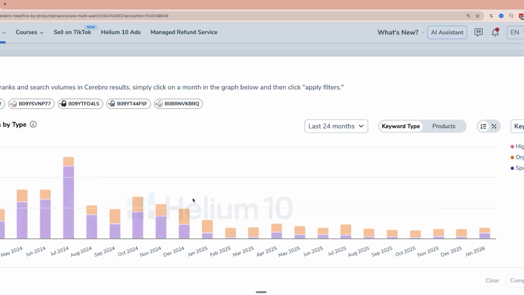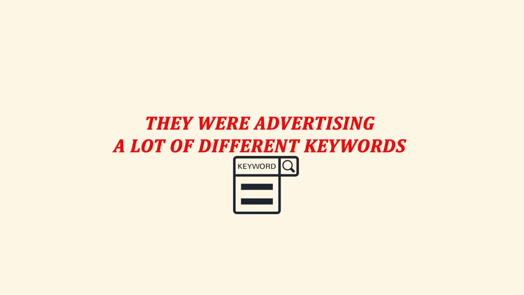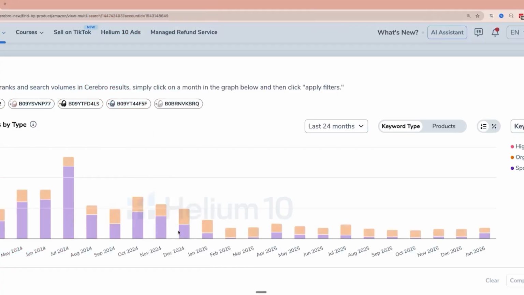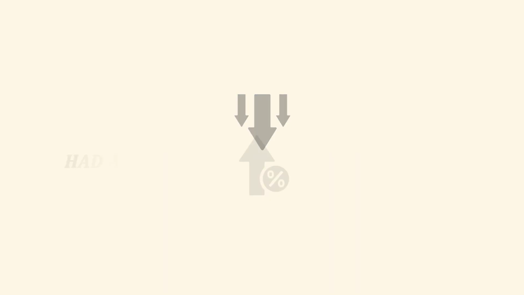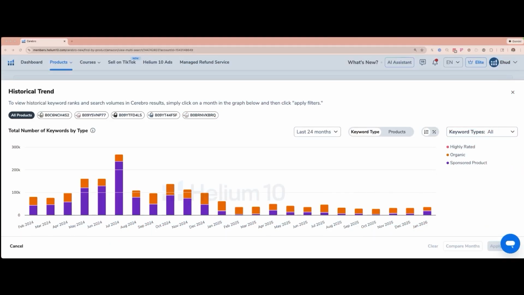But now what do we see? We see the sponsored is also declining month over month. If you look over here, there's 87,100 keywords sponsored for October, then they brought it down to 73,000, then they cut it almost in half, 46,000 sponsored, then 17,000. So they were spending a lot of money on ads, advertising a lot of different keywords. Probably a lot of it was a waste, but reducing the ad spend so aggressively had a huge impact on the organic rank.